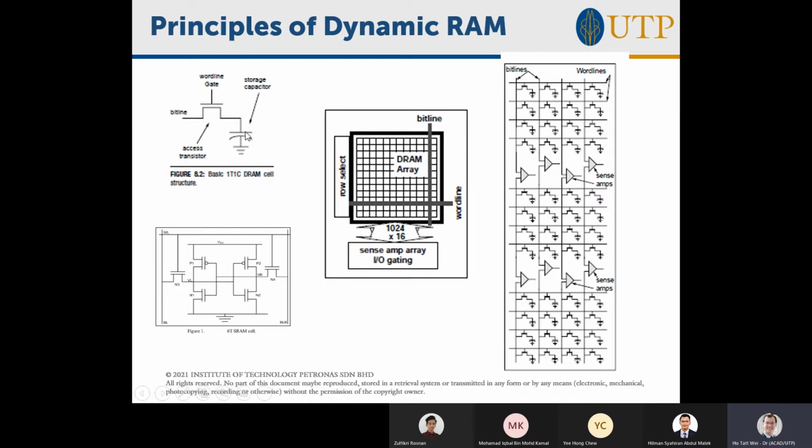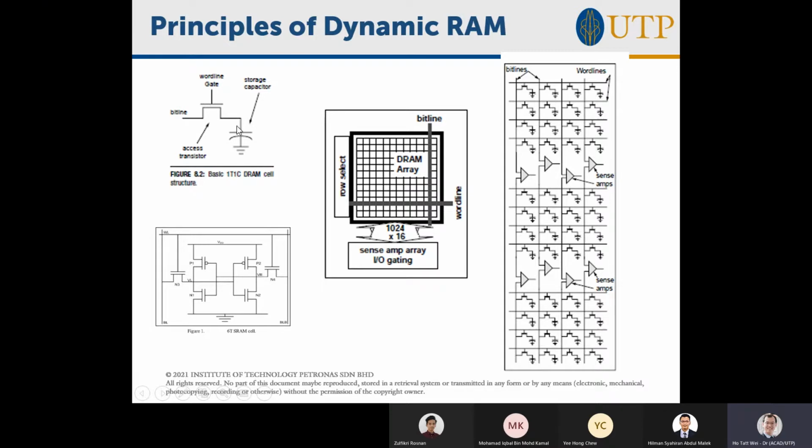Why? Because most likely this capacitor can actually be made from a transistor, right? This is literally a capacitor. The gate and the substrate here, if you tie the drain and the source together, then this becomes a capacitor. So sometimes this is just a MOS transistor. So instead of 6 transistors, I can represent 1 bit with 1 capacitor and 1 transistor.